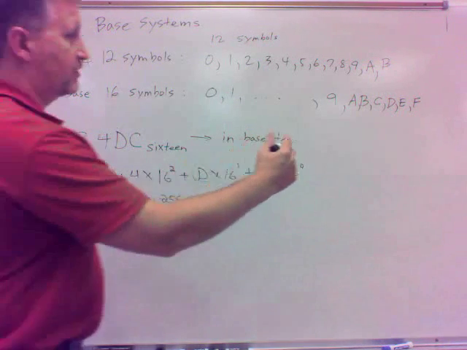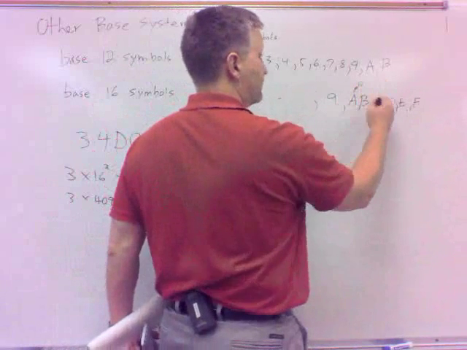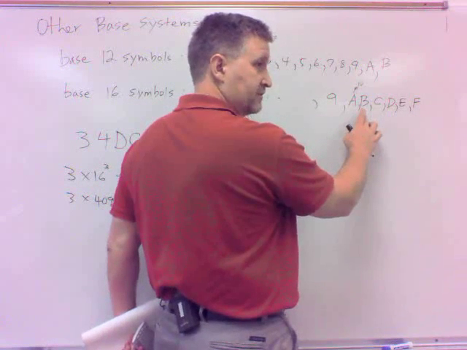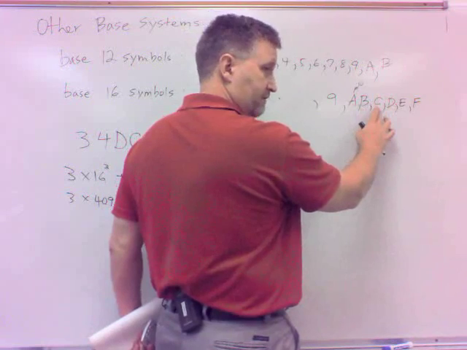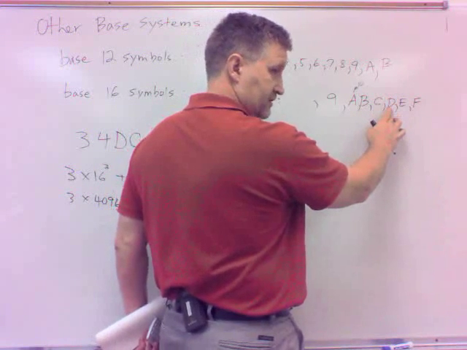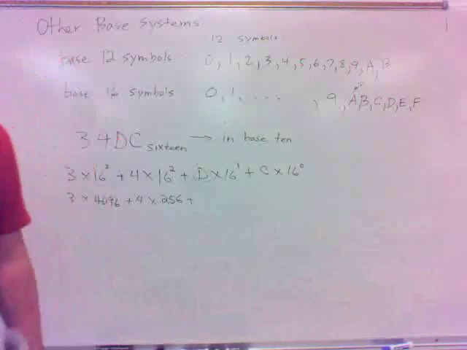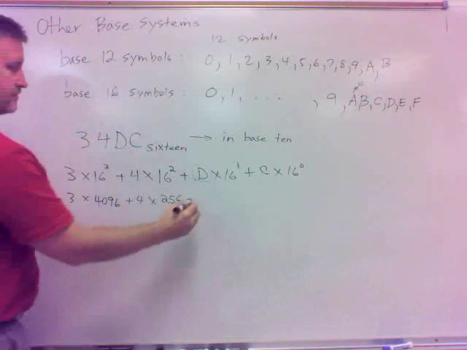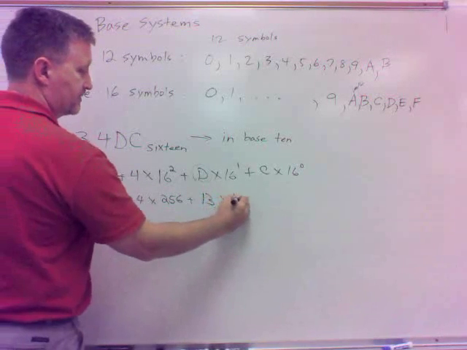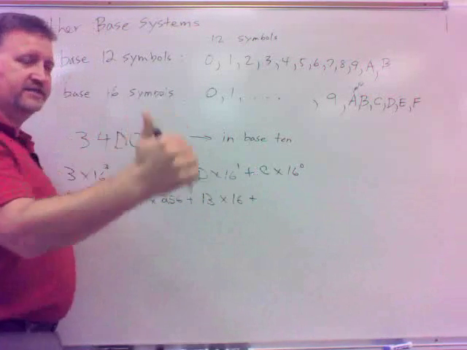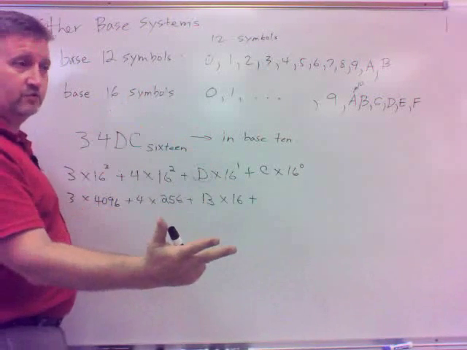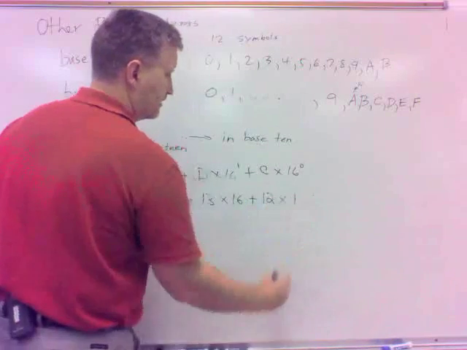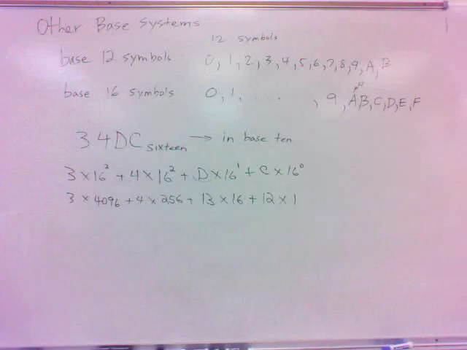Like we said, A is worth 10 always. B then would be worth 11. C is worth 12. D is 13. So it always starts at A is 10, so you just work your way up from there. D is worth, what do we say, 13? 13. So it'll be 13 times 16. What about C? Well, A is 10, B is 11, so C would be 12. And then 16 to the 0 is 1. So when you convert the numbers to base 10, you need to convert the letters to their numbers.